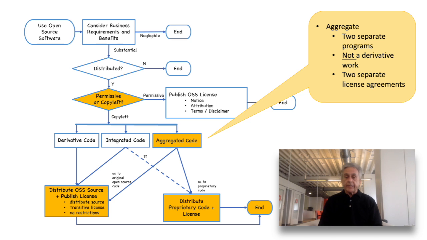Aggregated code, on the other hand, refers to code comprised of separate and distinct programs which remain separate and distinct in distribution and use. The OSS code is included in the same repository or archive as other third-party code, perhaps your own, and merely made available or distributed to third parties as discrete packages.